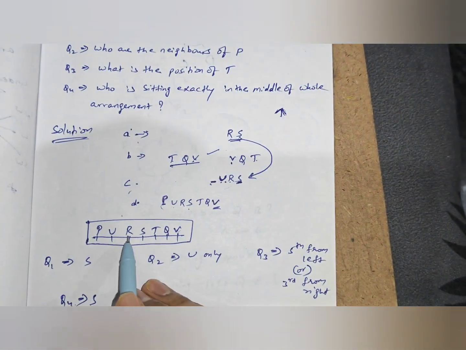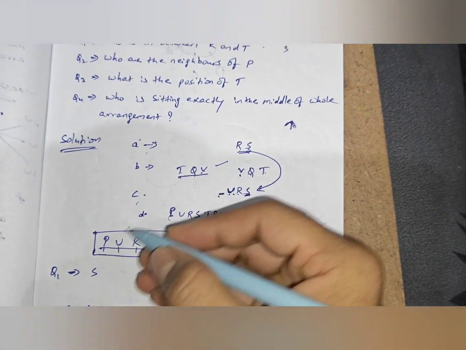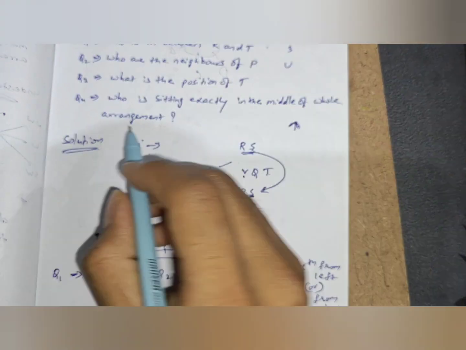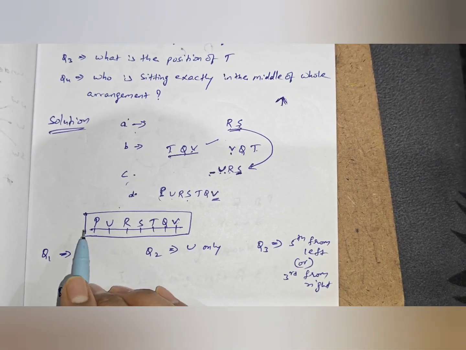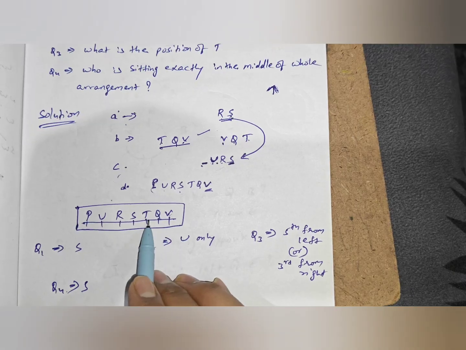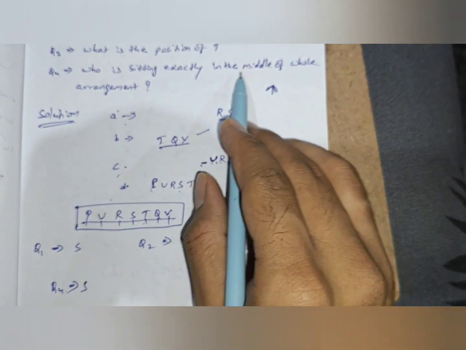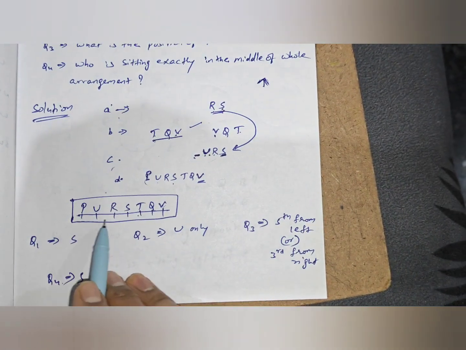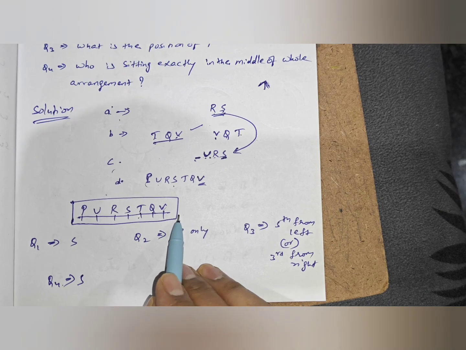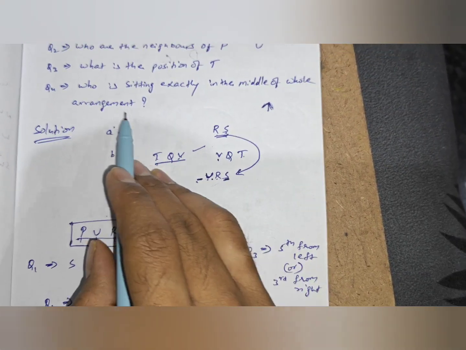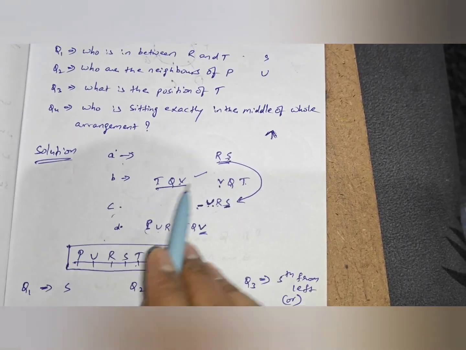Who is between R and T? The answer is yes. Who are the neighbors of P? The answer is only U. What is the position of T? It is with respect to the option you can find, like fifth from the right or third from the left: 1, 2, 3, 4, 5, fifth from the right or third from the left. And who is sitting exactly in the middle of the whole arrangement? That means yes, because 3 are towards his left and 3 are towards his right, and so on. These kinds of questions can be solved in very minimum time once the arrangement is fixed.